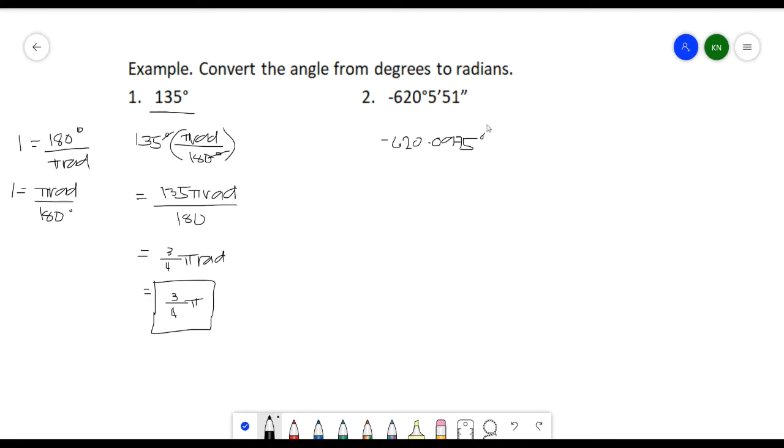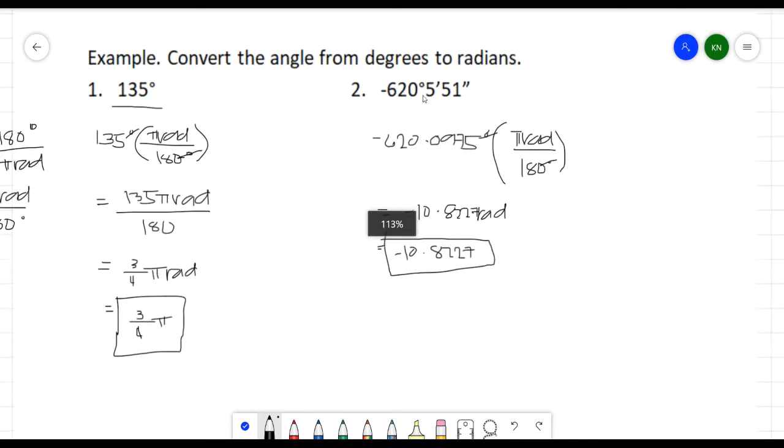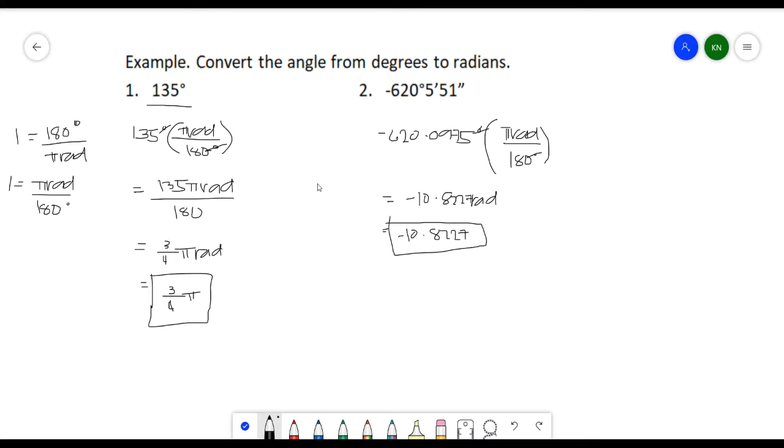620.0975 degrees. And again, we are converting that to radians, so we need to multiply by pi rad over 180 degrees. Cancel the degrees. So we have negative 620.0975 multiplied by pi and divided by 180. That is equivalent to negative 10.8227 rad. Or basically, you can just write that as negative 10.8227. So this is already our conversion of degrees to radians.